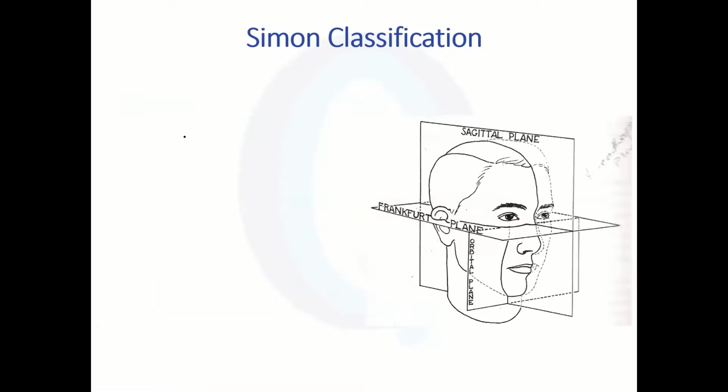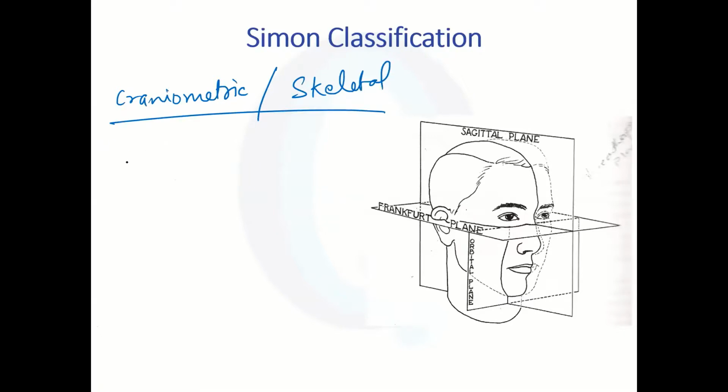Okay. So Simon classification ke bare mein a few more things. It is also called craniometric classification and skeletal classification because it is talking about planes and skeleton. Next, orbital plane जो है, it follows the Simon's law of canine. What is it?